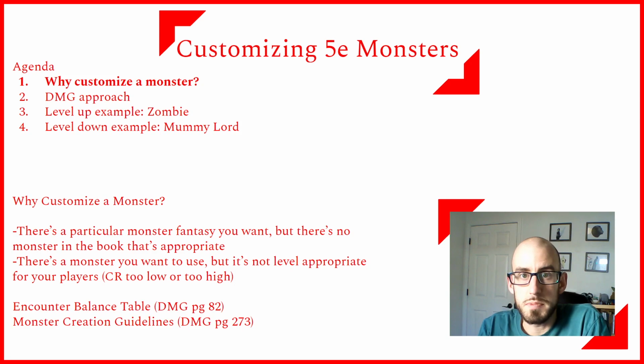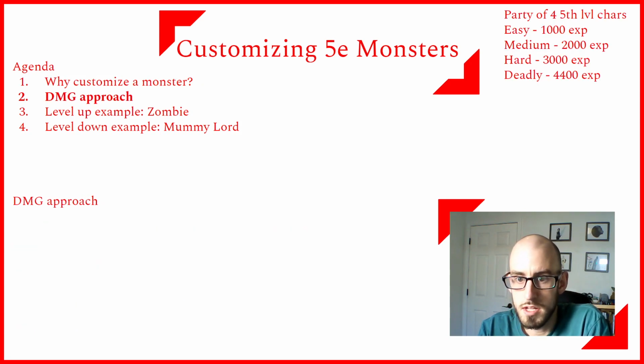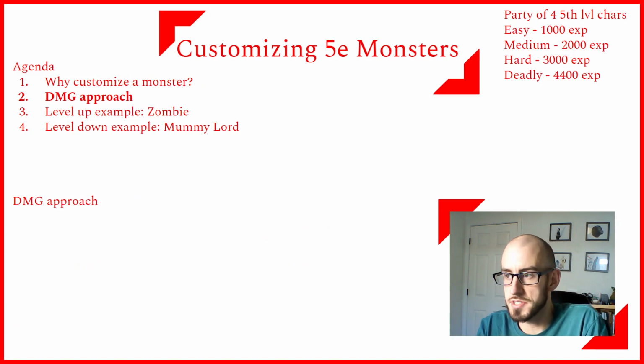So the things I'm going to be referencing here: we're going to be referencing the encounter balance table in the Dungeon Master's Guide on page 82, and the monster creation guidelines in the Dungeon Master's Guide on page 273 and beyond. So what is the approach from the Dungeon Master's Guide?